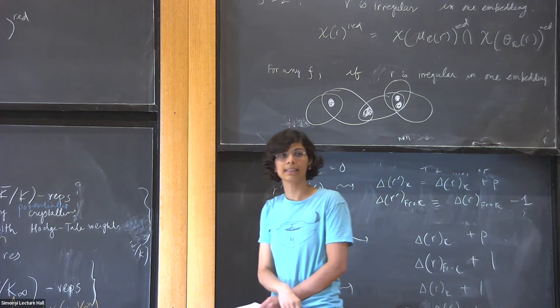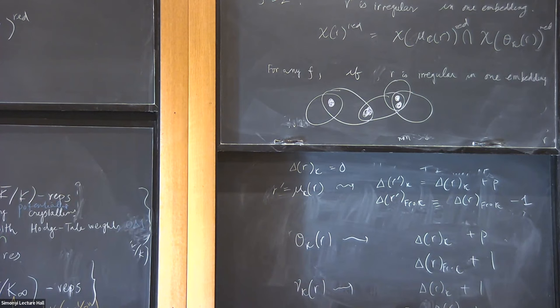Do you know anything at all about the finiteness of the stack X_R reduced itself? Like, is it at least quasi-compact? Yeah. It's an algebraic stack, and of dimension equal to the dimension of K over Q_p. And it's equidimensional. Each irreducible component has the same dimension.